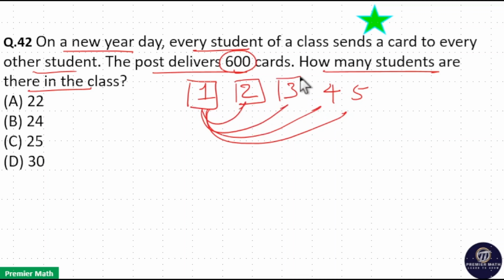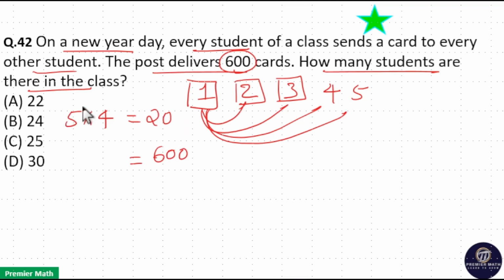In the same way, the third student can also send cards in 4 ways. So, one student can send cards in 4 ways. One student can send 4 cards. Then 5 students can send 5 into 4, 20 cards. Each of these 5 students can send cards in 4 ways. So 5 into 4, 20 is the total number of ways. Now, here the total number of cards is 600.